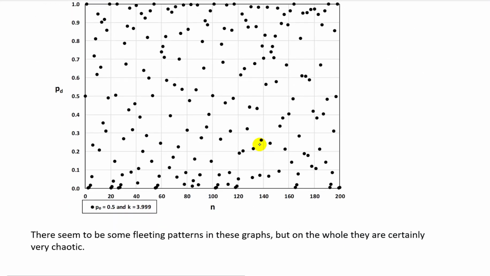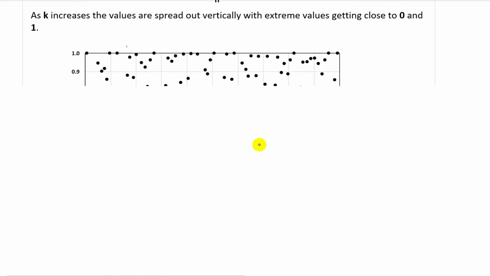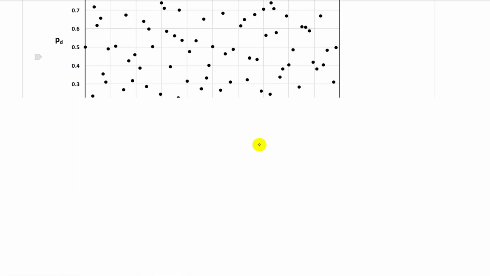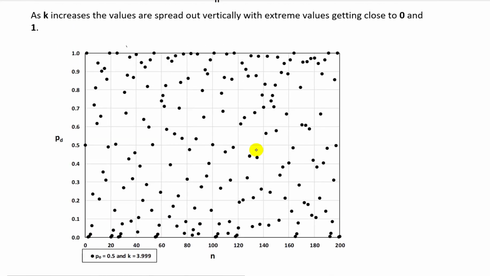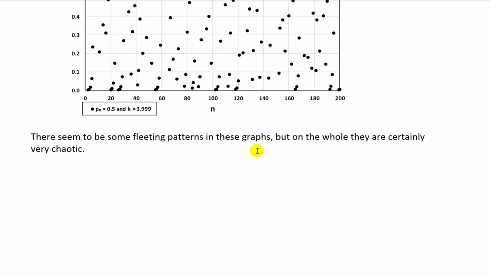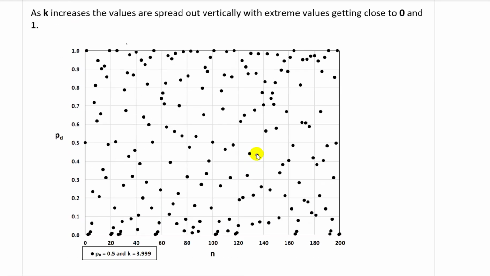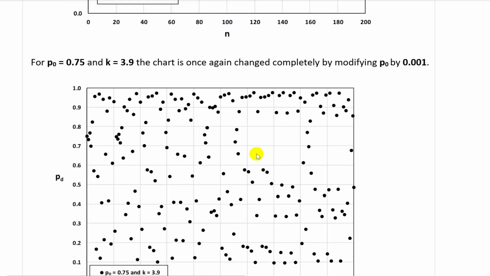Yes, notice what we have here. You have some values going all the way, touching 0. And this is for k equals 3.999, and the population initially is 0.5. Notice here 0.5 jumps right away to one of these extremes. It's all madness there. There seem to be some fleeting patterns in these graphs, but on the whole, they are certainly very chaotic. So very, very fascinating stuff.